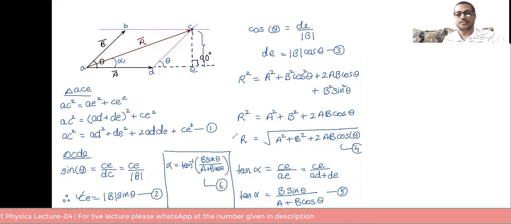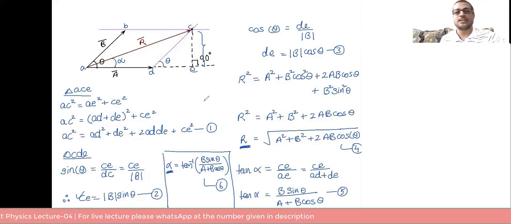Equation 4 gives us the magnitude and equation 6 gives us the direction. Now we have managed to find out both the magnitude and direction. Is it clear now? Can't we just write cot? No? Alpha is tan inverse of B sine theta by A plus B cos theta does not mean 1 by tan alpha. Tan alpha is different, 1 by tan alpha is different. I'll tell you that distinction.